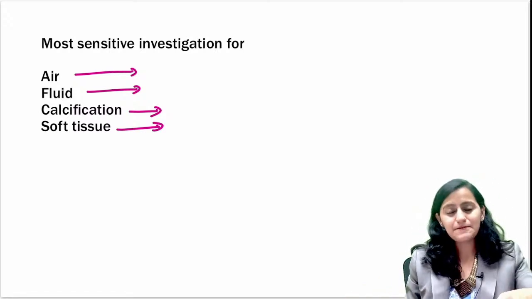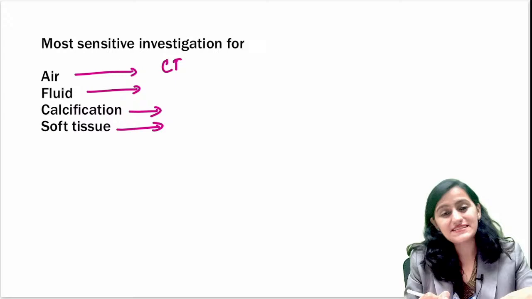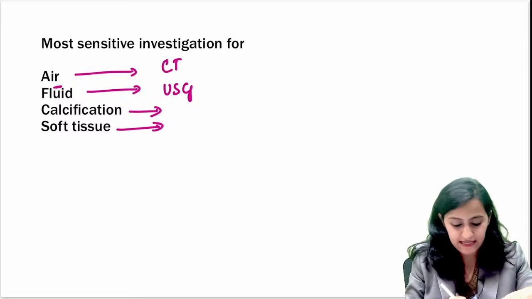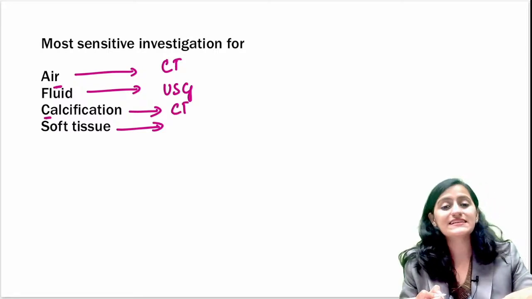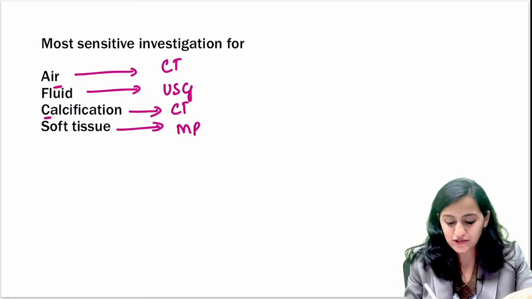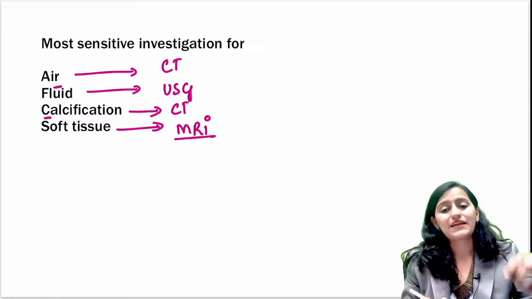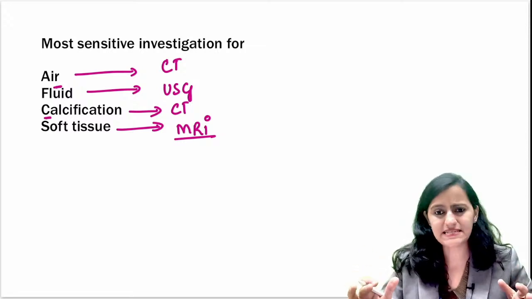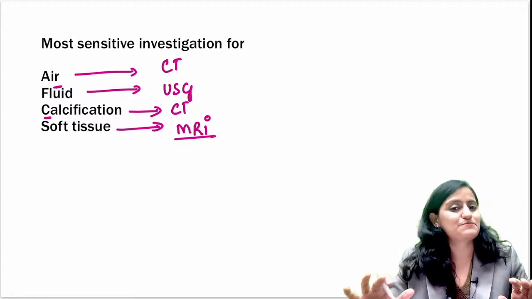So for air, remember CT scan is the most sensitive investigation. For fluid, remember fluid has U in its spelling, so it is going to be USG. Calcification is C, so it is going to be CT. And for soft tissue, it is going to be MRI. What comes in soft tissues is muscles, nerves, ligaments, tendons, cartilage. All these are best seen on MRI.